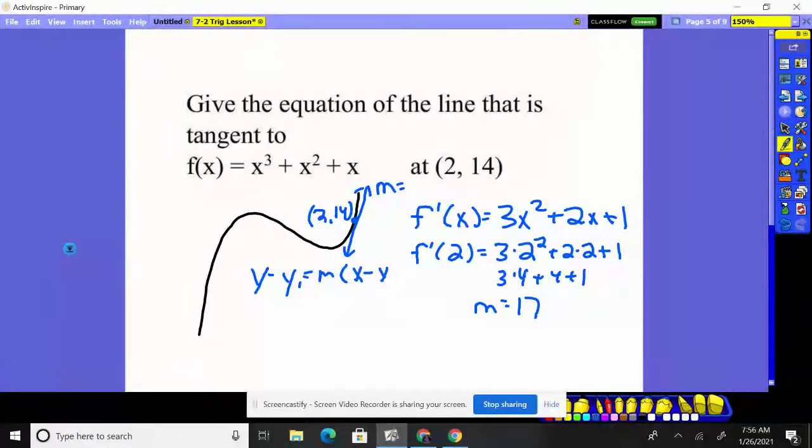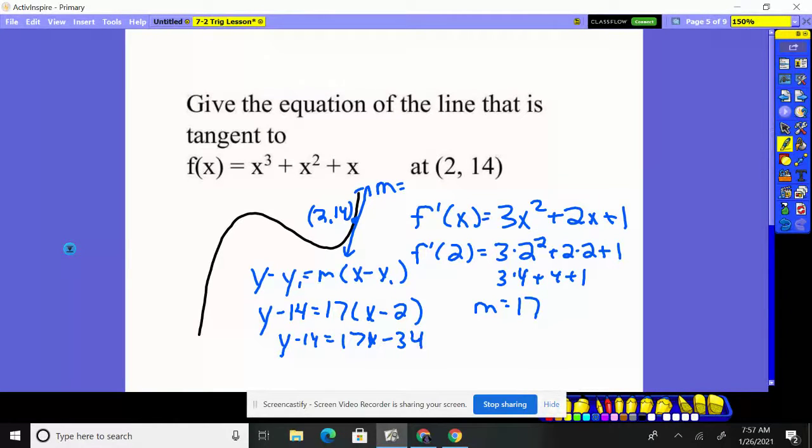We know the slope. We actually know one point that's on that blue line. That's the point (2, 14). That point is on the black line and on the blue line. Y minus, the y value is 14, slope 17 and 2. So just finish it out.